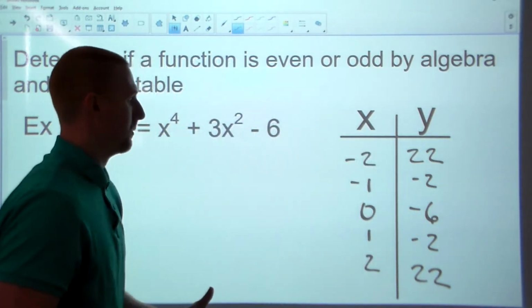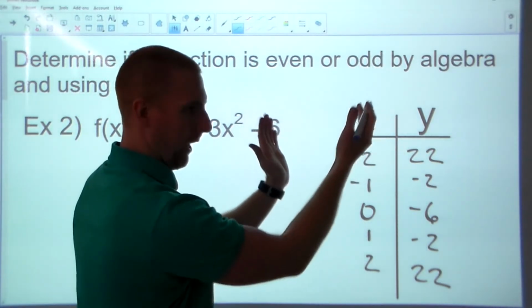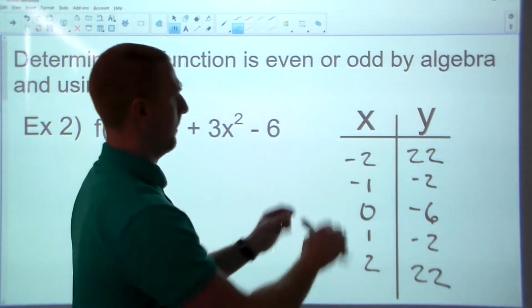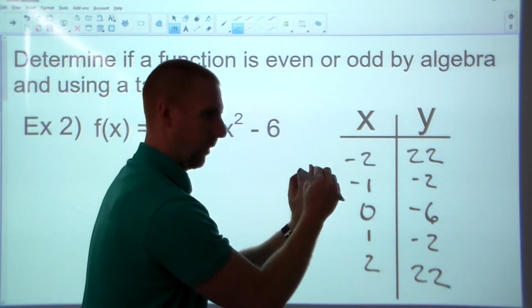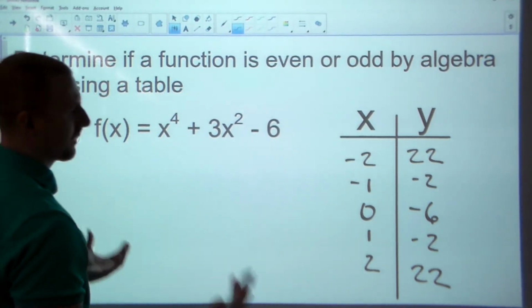Because if it's going to be symmetric, it's going to be symmetric across the y-axis at x equals 0, or it's going to be symmetric across the origin starting at x equals 0. So that's how you want to center your charts up. And let's see what we've got going on.